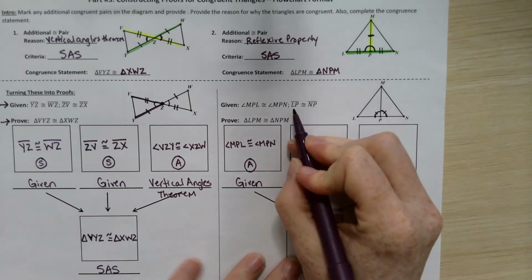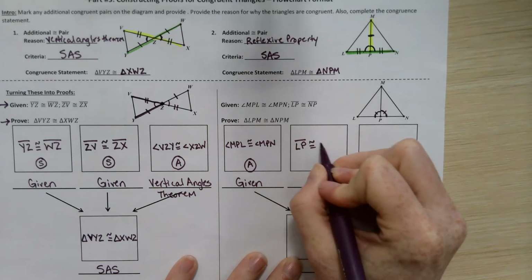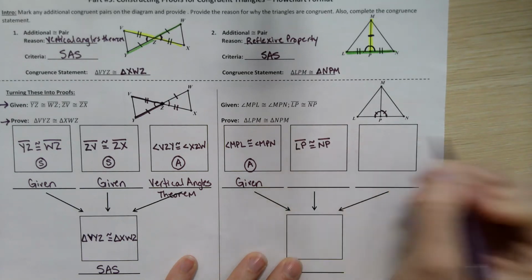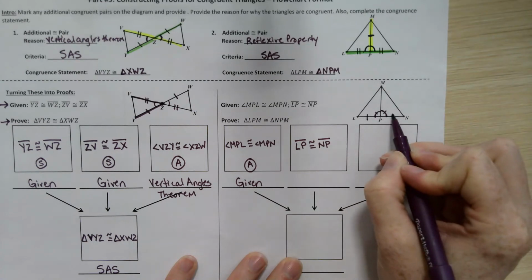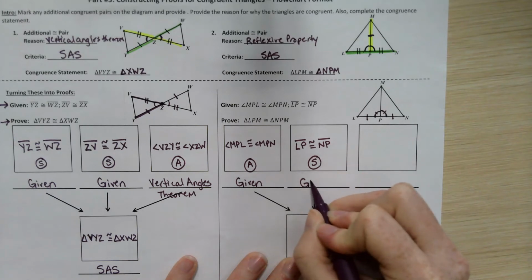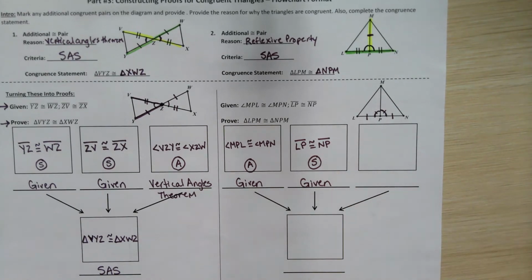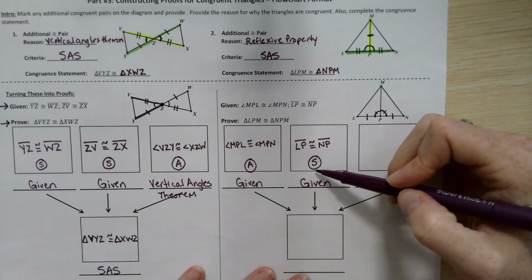If we look at the next piece of information, that's more congruent parts. This time though, it's segment LP and segment NP. So that would be a pair of sides that we were given to use as our triangles, hopefully head towards being congruent. One pair of angles and one pair of sides is not enough information.